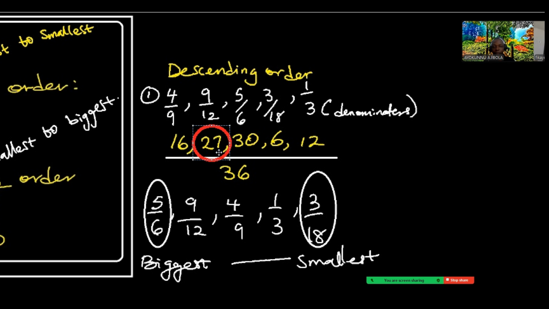Now, how did we get 27? The same reason how we got 16. Yeah, explain it. So we got 27 because of 12. How many 12s are in 36? That is 3. And 3 times 9 gives us 27.